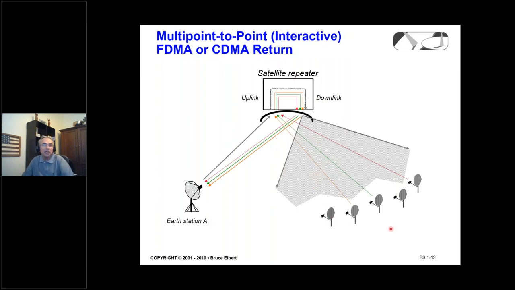And there's another technique called FDMA, frequency division multiple access, where stations can transmit at the same time, but they're on different frequencies, which are indicated by these colors. So as they go through the satellite, they don't interfere with each other, and they can be received at Earth station A without a problem. And this works well if you have a lot of bulk data that you're sending and you need to be sending it continuously. The two methods can actually achieve the same result.